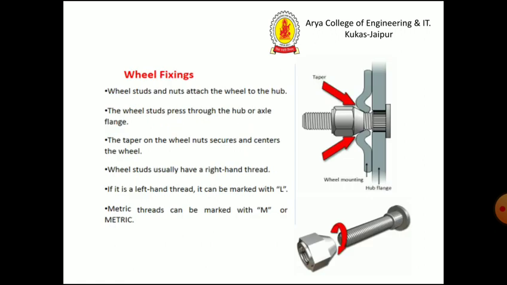Now we learn about the fixing of the wheel. The wheel studs and nuts attach the wheel to the hub. The wheel studs press through the hub or axle flange. The taper on the wheel nuts screws and centers the wheels. Wheel studs usually have a right-hand thread. If it is a left-handed thread, it can be marked with L. Metric thread can be marked with M or metric. So this is the wheel mounting.